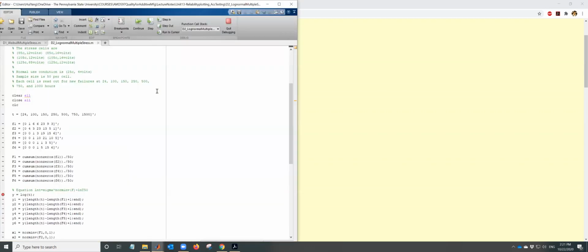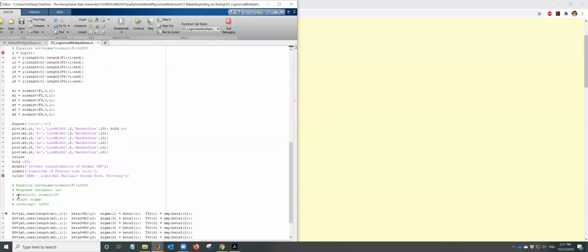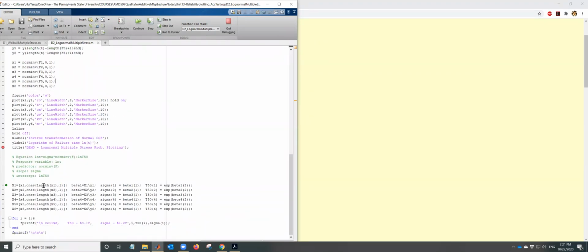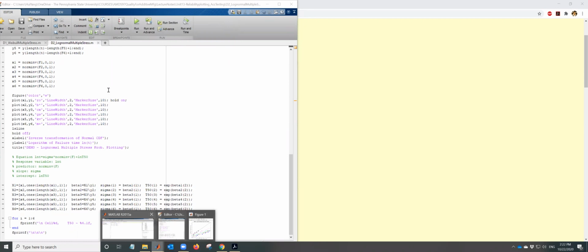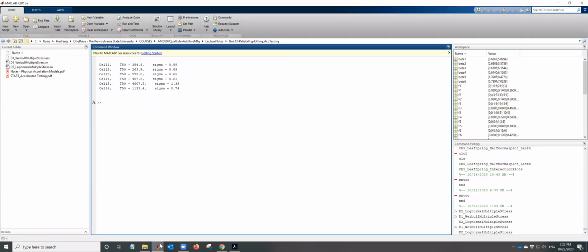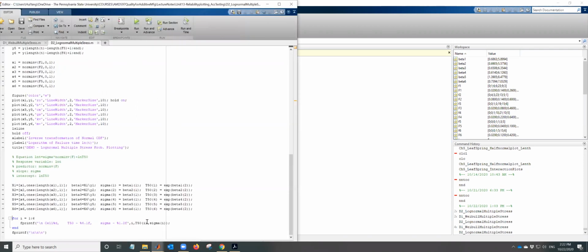Let's go back. Now our breakpoint comes to here. Now we have x, and so we add ones. You see, we add a column of 1, so that we can get the intercept. Then we do the linear regression. This is a least square linear regression. So we got the sigma. T50 is exponential, because what we have here is log T50, so we take the exponential and we got T50. Now let's just print them. We got all the output: cell 1 to cell 6, what is the T50, what is the sigma. Let's see whether that's right. So we put the cell number, T50 and sigma over here.